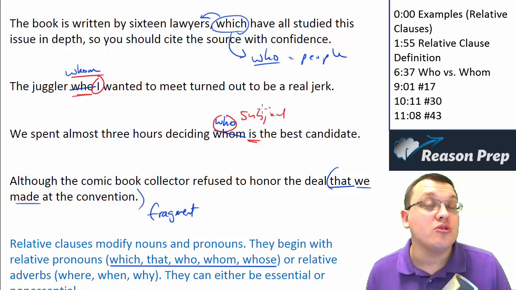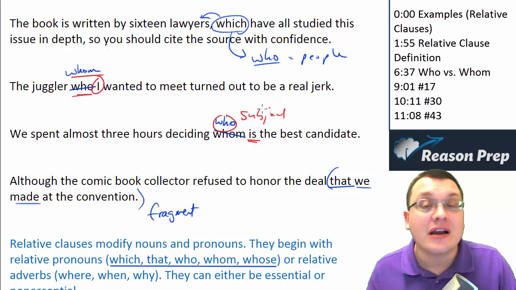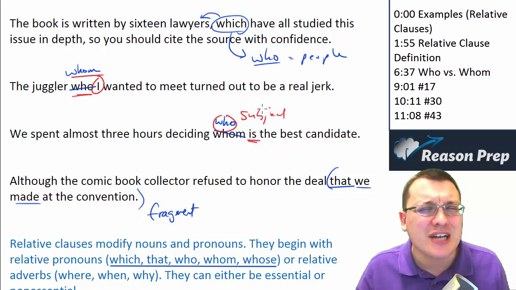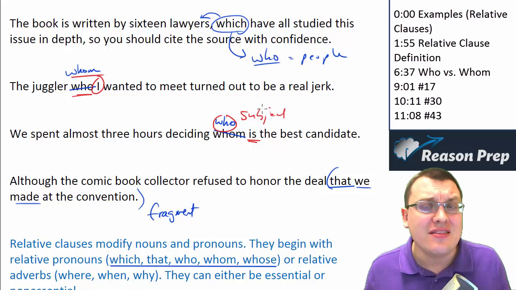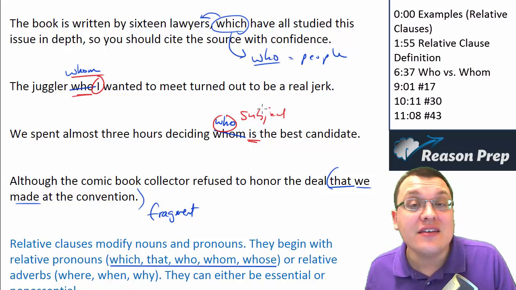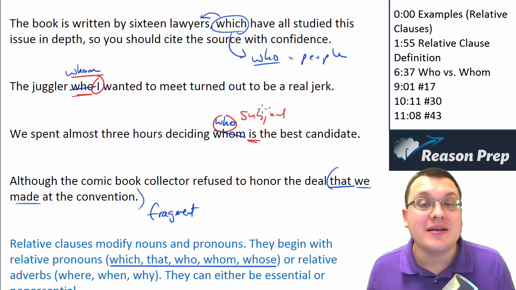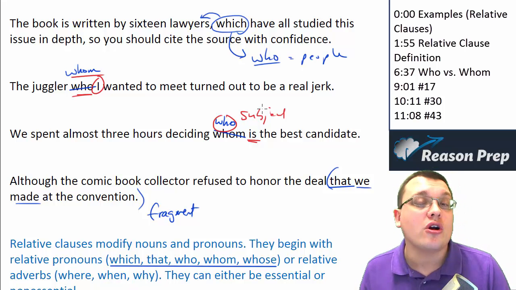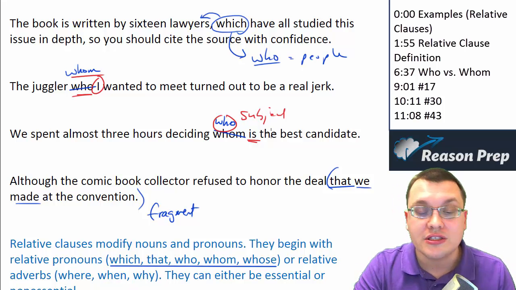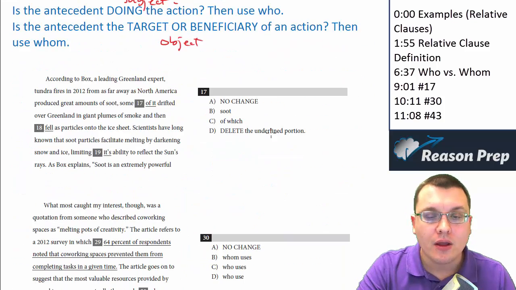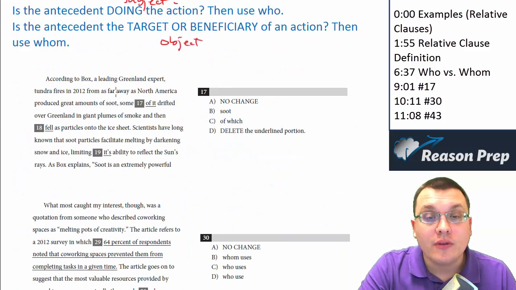So therefore, we want to use who and not whom, because we are not targeting. They are not being targeted with the action of being the best candidate. They simply are, or he is the best candidate. She is the best candidate. Therefore, given that structure, you would use who, no M. Let's look at some examples of these.